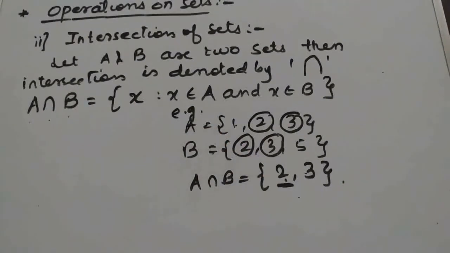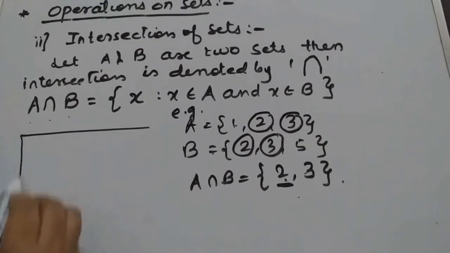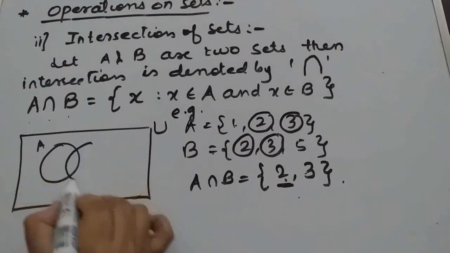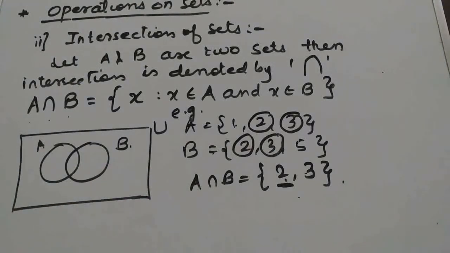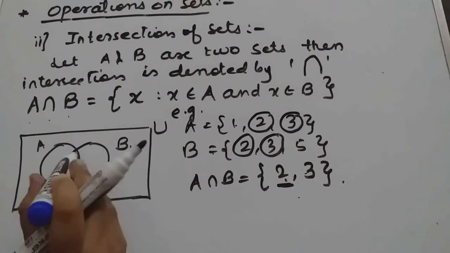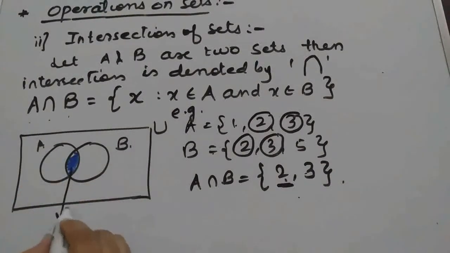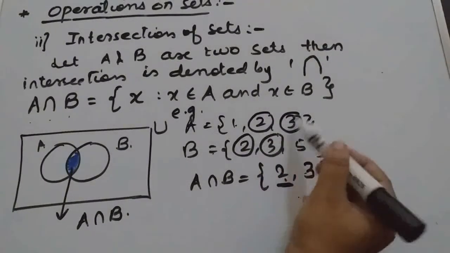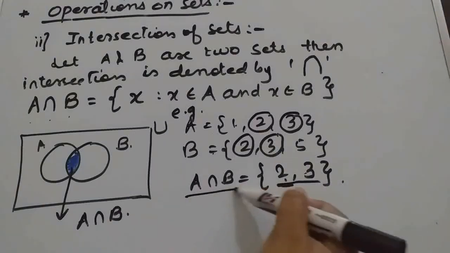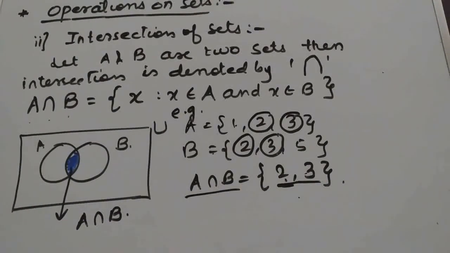And how will you represent it using a Venn diagram? Suppose this is the U set, this is the A set, and the B set. So the common region will be this, isn't it? So this will be your A intersection B set. Common elements you can circle and then make the list of those elements, that will give A intersection B. Now we have some properties also for intersection.